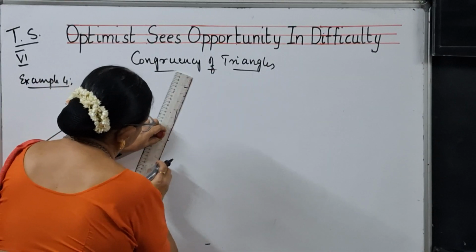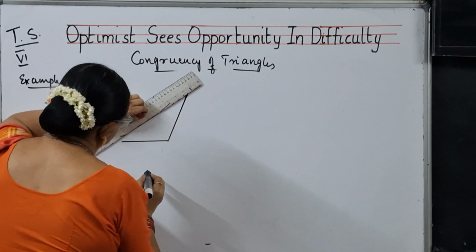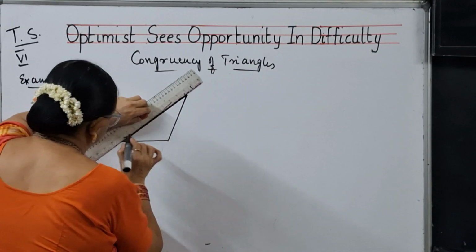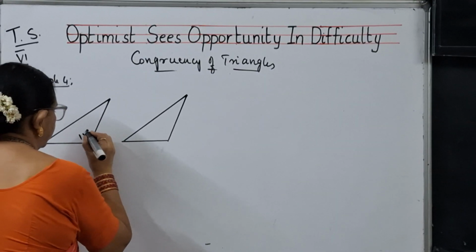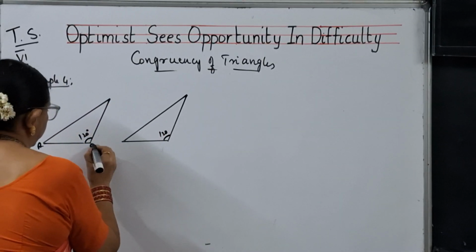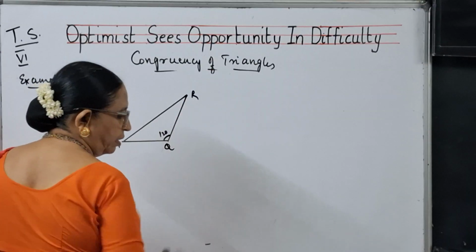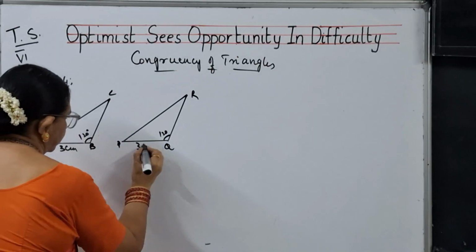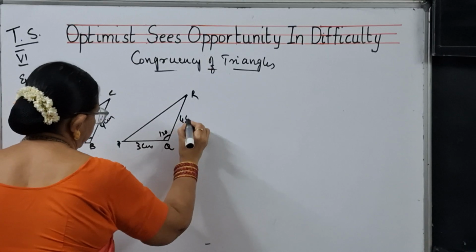Acute angle, obtuse angle, right angle, straight angle, reflex angle, complete angle. These are the angles that you have got. So here we are talking about two triangles which are obtuse, because this is given 120 degrees and this is also 120 degrees. This is triangle ABC, and this is PQR, and this is 3 centimeters. This is also 3 centimeters and 4 centimeters and 4 centimeters.